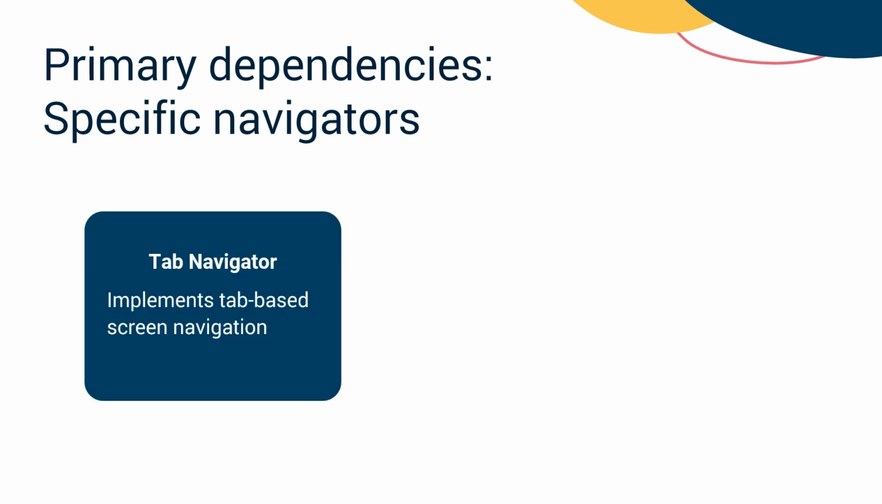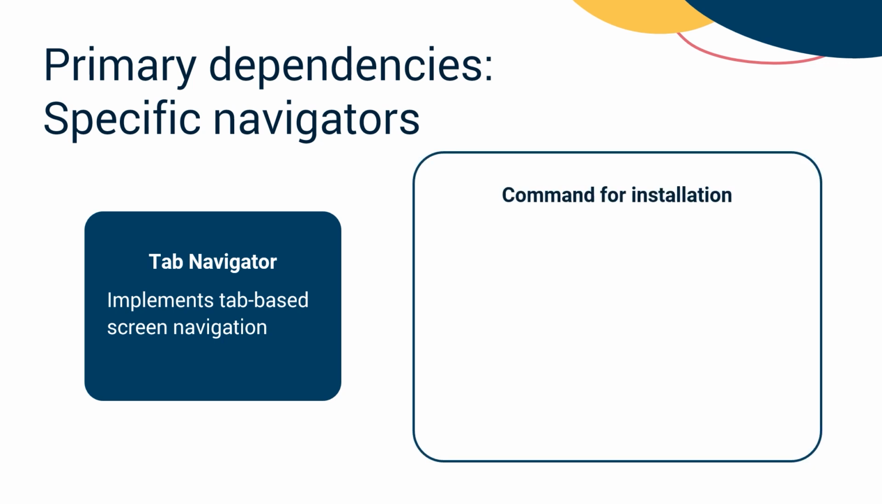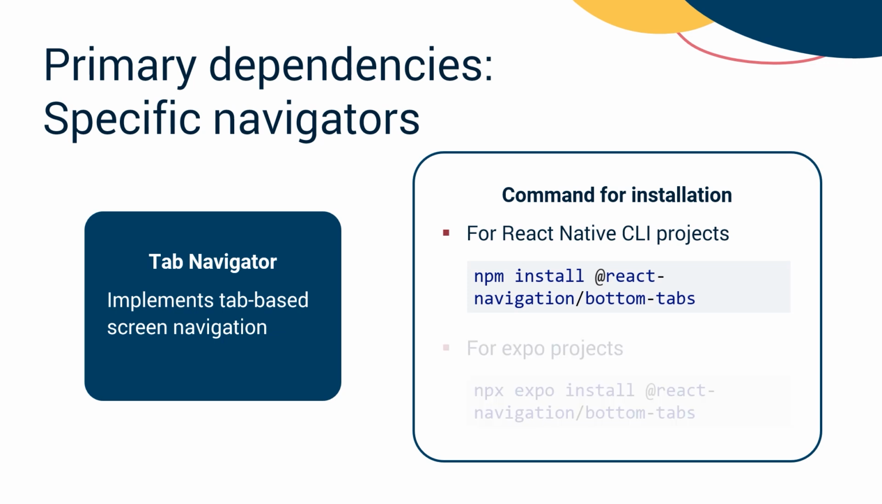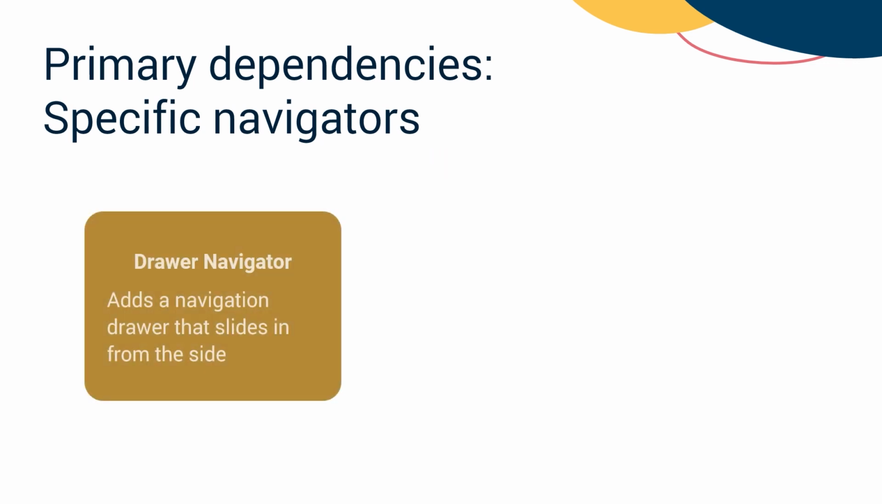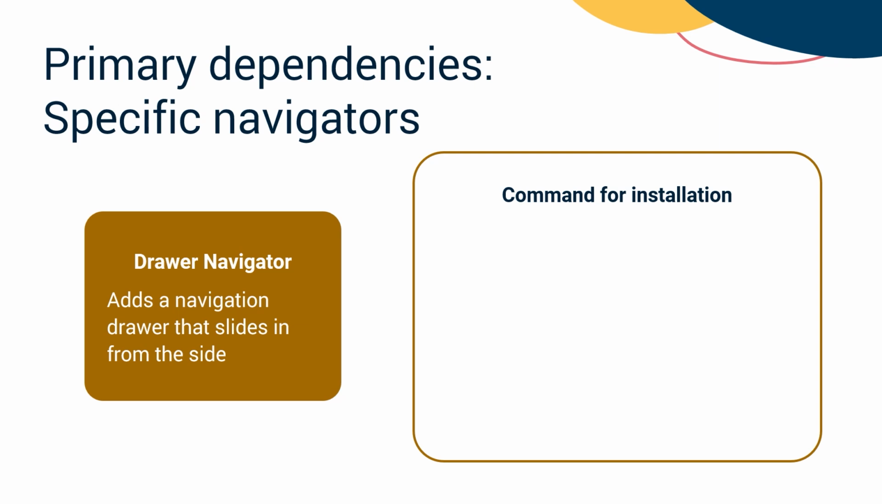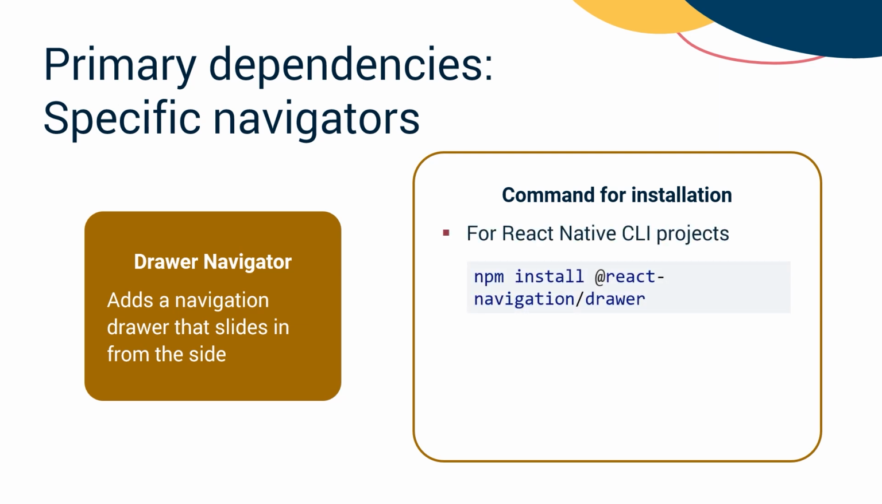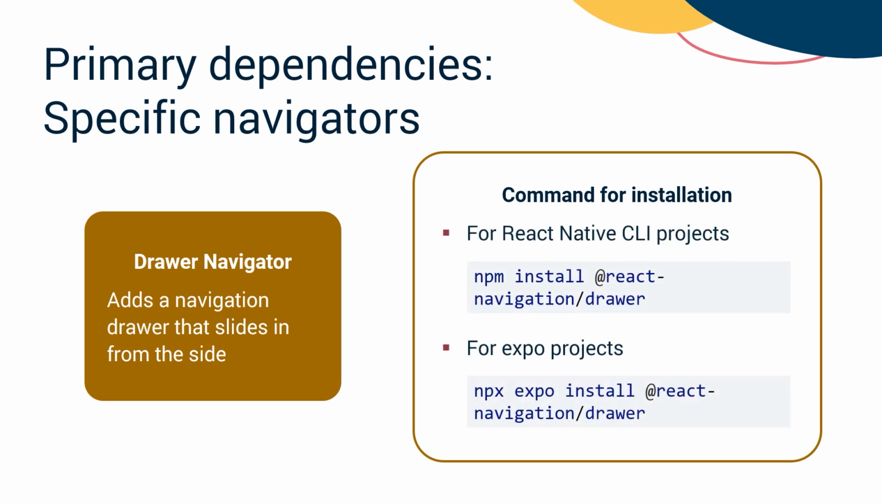You need to install the Bottom Tab Navigator to implement tab-based navigation with tabs at the bottom of the screen. Here are the commands for installing the Bottom Tab Navigator for React Native CLI and Expo projects. Sometimes, you may want to add a navigation drawer that slides in from the side. In such a scenario, you need to install Drawer Navigator. The screen displays the commands for installing Drawer Navigator for React Native CLI and Expo projects.